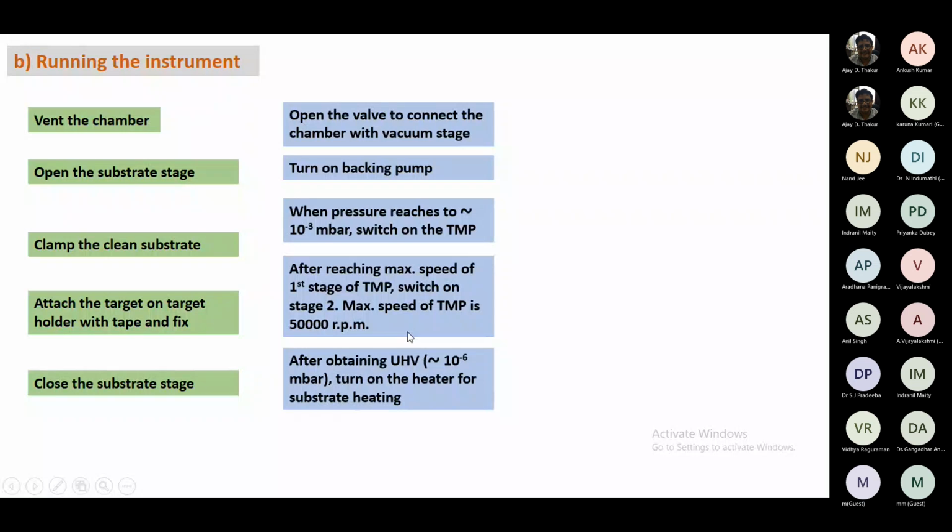which was used here. After obtaining the ultra high vacuum, which is of the order of 10 to the minus 6 millibar, we'll turn on the heater, because below that, if we turn it on, due to some degassing process the vacuum will degrade again. That's why we need some time to obtain this UHV. So that's why we are turning on the heater after that.